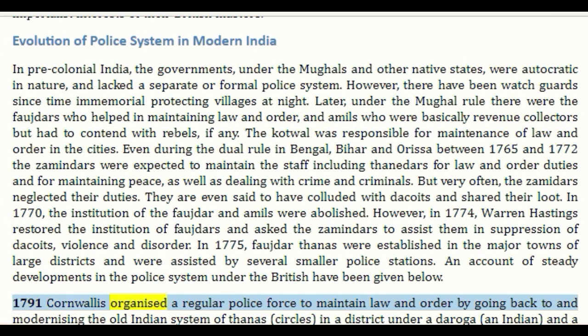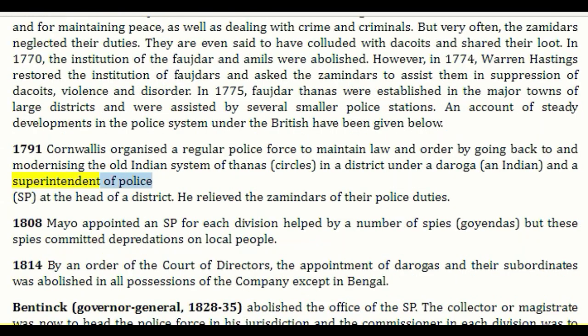1791, Cornwallis organized a regular police force to maintain law and order by going back to and modernizing the old Indian system of thanas, circles, in a district under a daroga, an Indian, and a superintendent of police, SP, at the head of a district. He relieved the zamindars of their police duties. 1808, an SP was appointed for each division helped by a number of spies, goindas, but these spies committed depredations on local people. 1814, by an order of the Court of Directors, the appointment of darogas and their subordinates was abolished in all possessions of the company except in Bengal.